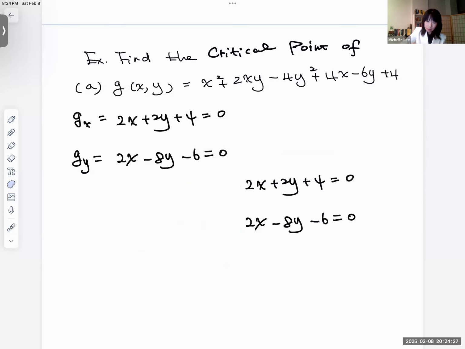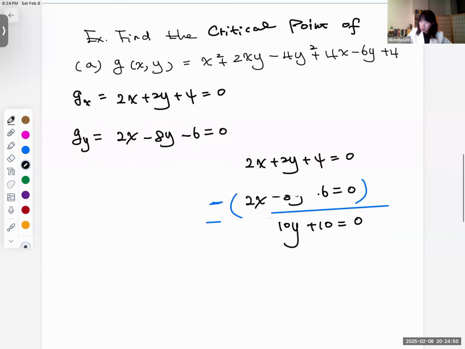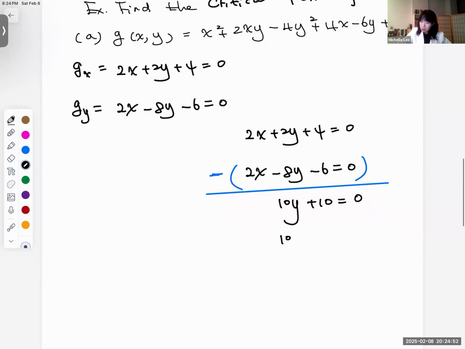And subtract, because we have 2x and 2x, right? So subtract, and we have to use parentheses. Then we get positive 10y plus a positive 10 equal to 0. So we have 10y equal to negative 10, y equal to negative 1, right?